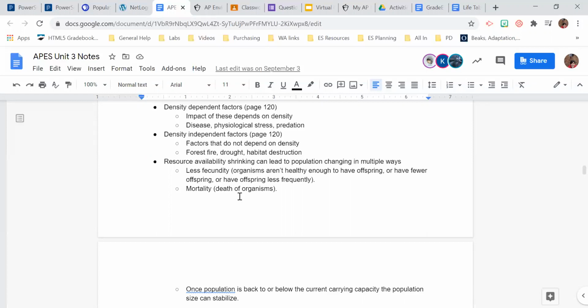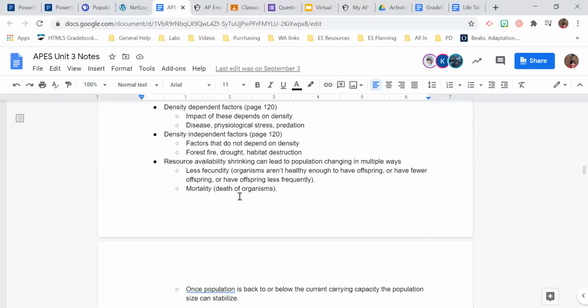That's a density dependent factor. The amount of pizza slices depends on how many people there are that are going to eat it. If the club meeting only had 8 people and I had 16 slices of pizza, we're good because we have plenty of pizza for everyone who's there.